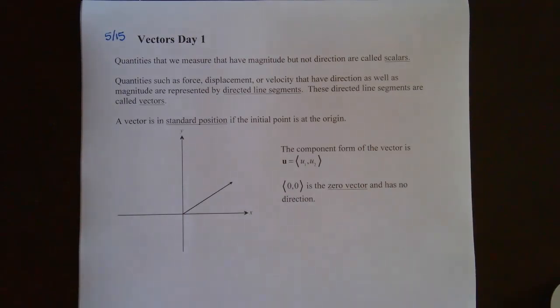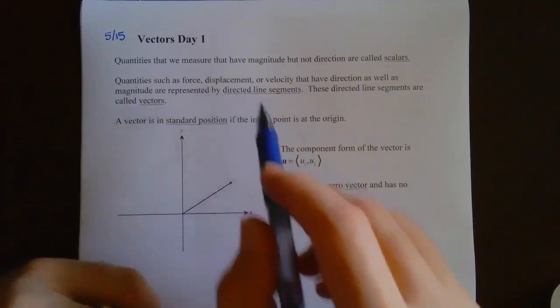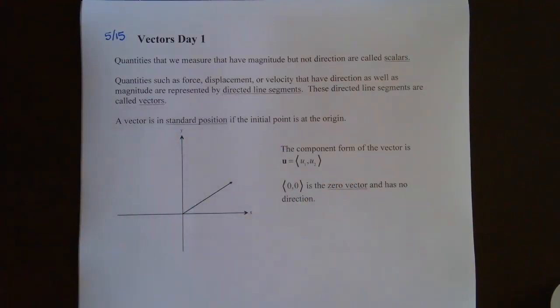Okay, but seriously, we're going to study vectors today. Quantities that we measure that have magnitude but don't have direction are called scalars. So there's vectors and there's scalars. Your age doesn't have direction, so that would be a scalar, something that doesn't need the direction you're going.